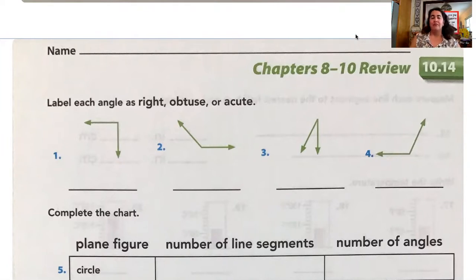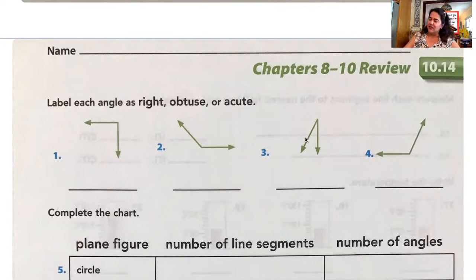Boys and girls, for numbers 1 through 4, you need to label each angle as right, obtuse, or acute. Remember? We have a right angle, which, if we draw a line in the corner and try to make it a square, shows a perfect square. Then we had obtuse, which was bigger than 90 degrees. And then we had, oh, look at the cute little angle, right? Those were the ones that were less than 90 degrees.